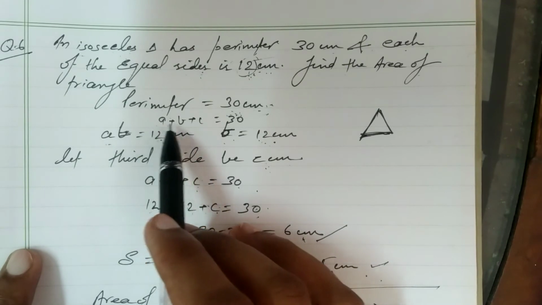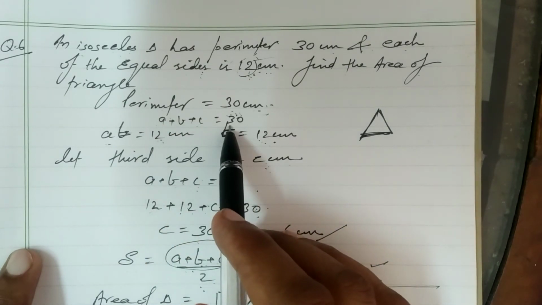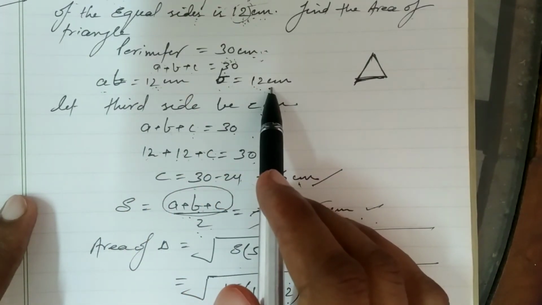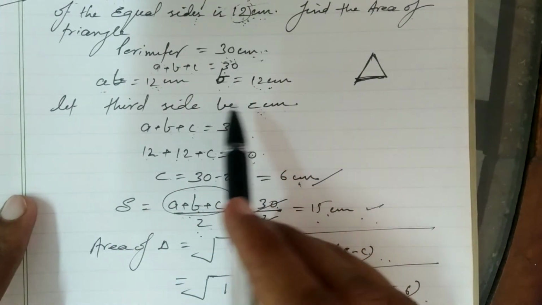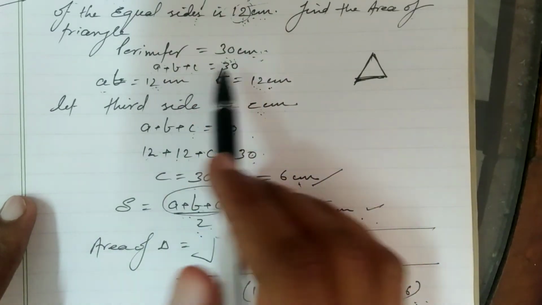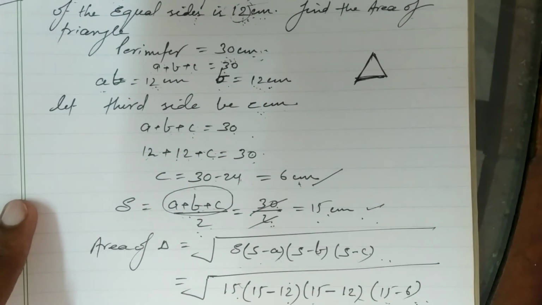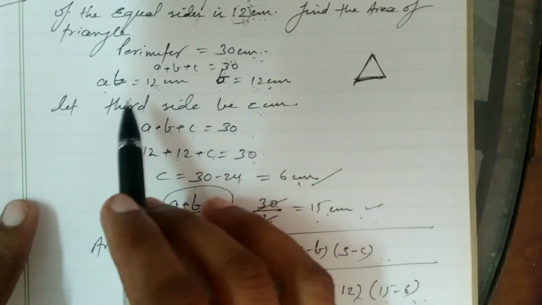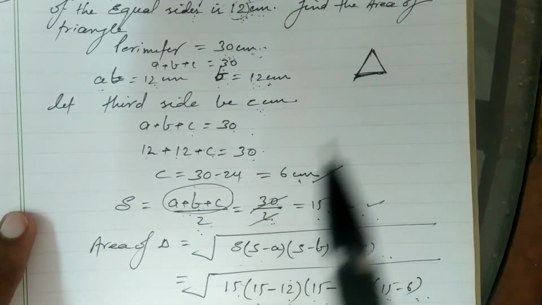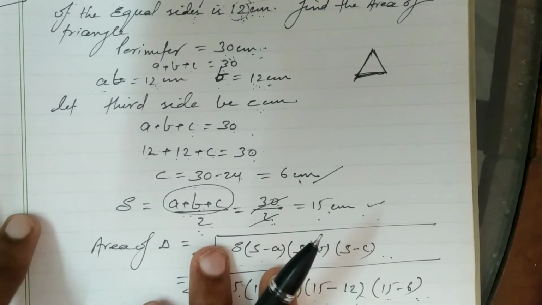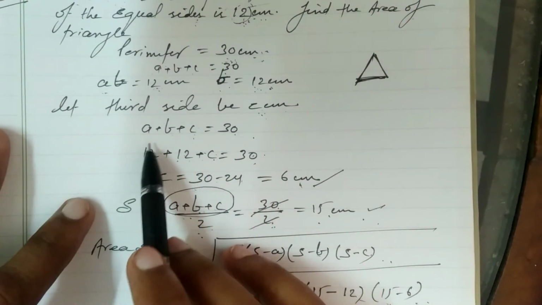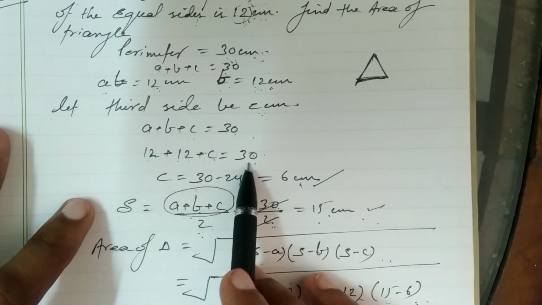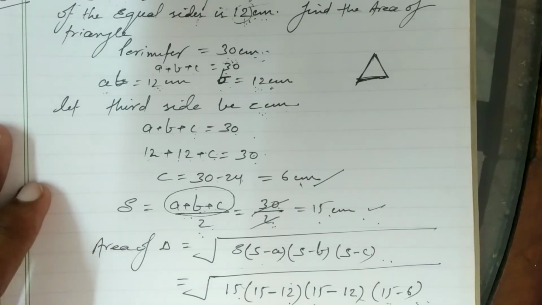Perimeter is also written by a plus b plus c equals 30 here. Fine. And value of a is 12, value of b is also 12, and let third side be c centimeter. Its value we have to find by using perimeter. 12 both sides I have taken because this is an isosceles triangle and two sides of the triangle are equal. So 12 plus 12 plus c equals 30. C equals 30 minus 24, you will get c equal to 6 centimeter.